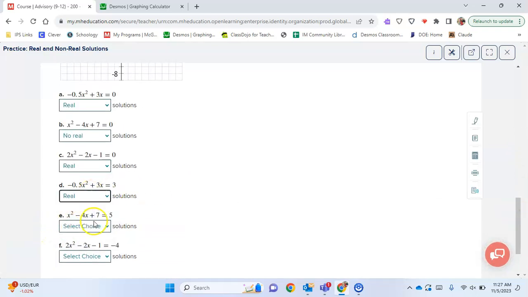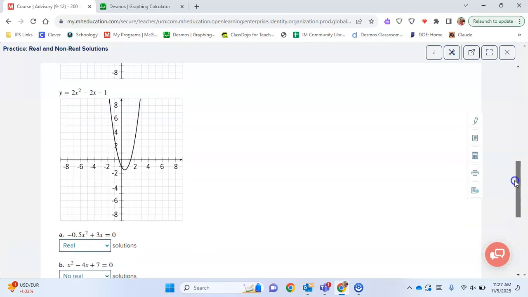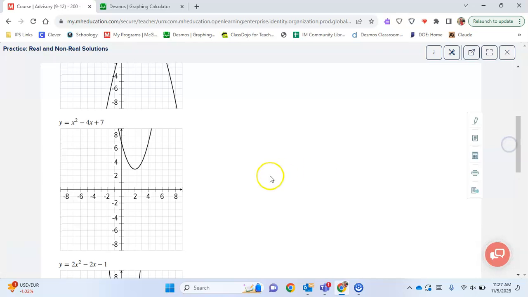They want to know when the second graph touches the line y equals 5. Again, if you make a horizontal line at y equals 5, it touches it there and there. Again, two real solutions.